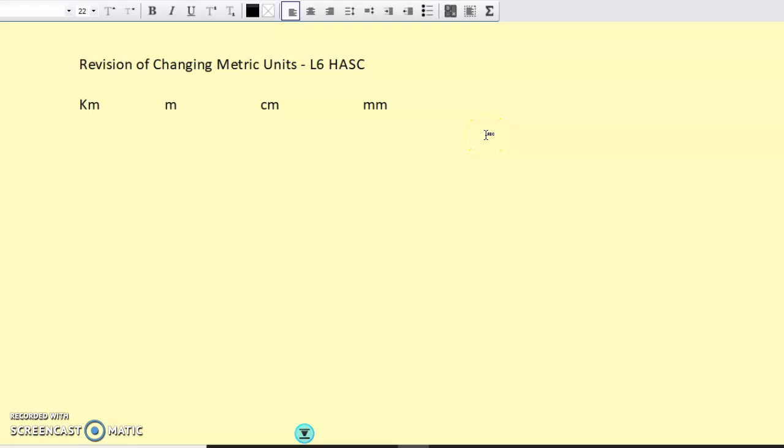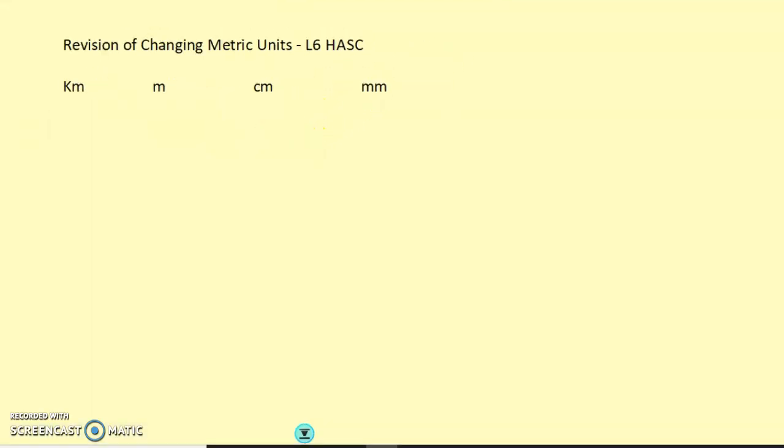To have a look at revision of changing units. Now we have looked at this at level 5, but we are going to look at it again at level 6. What I want to do, as well as going over just some basic changing units, is look at the ones that you will be expected to use during the level 6 numeracy.